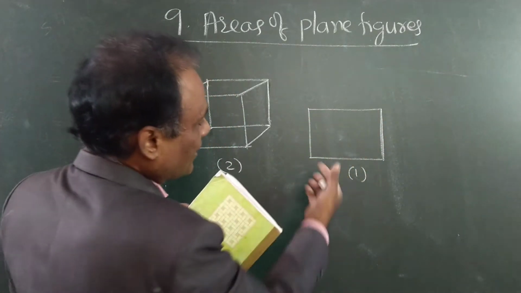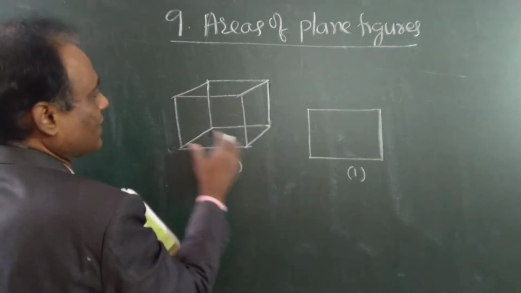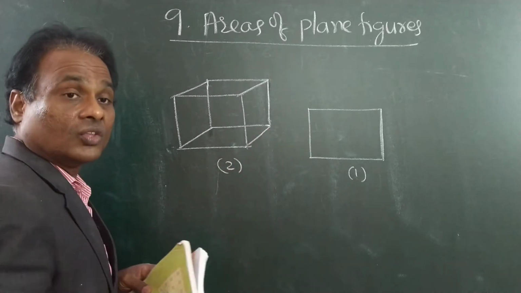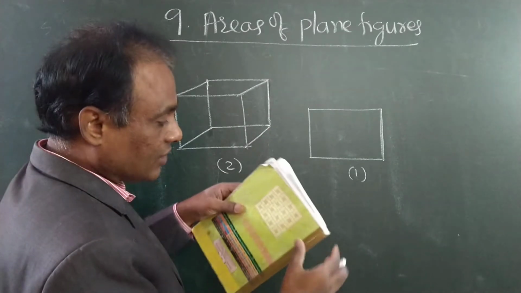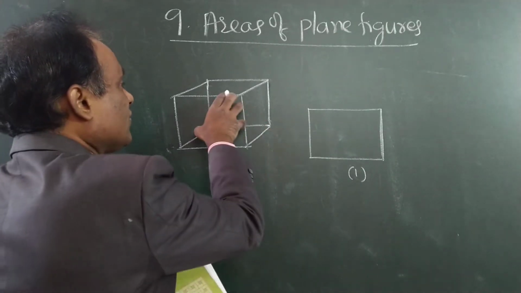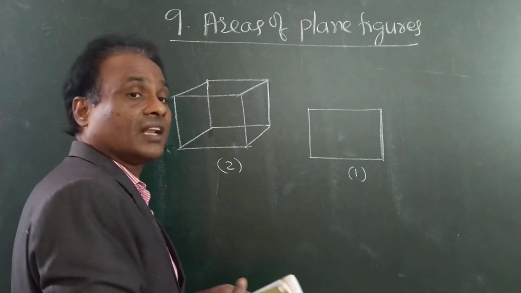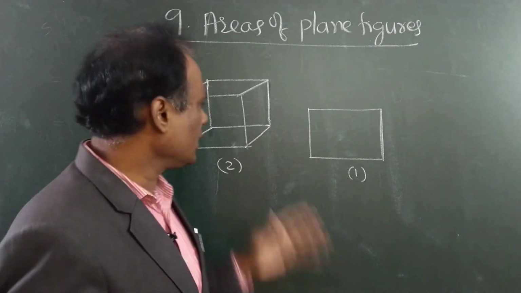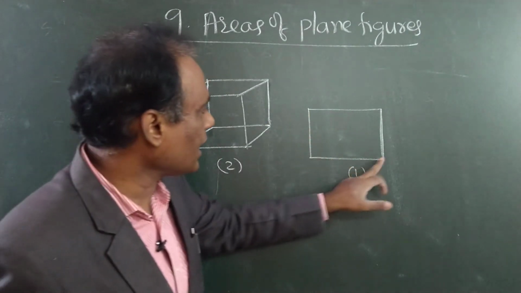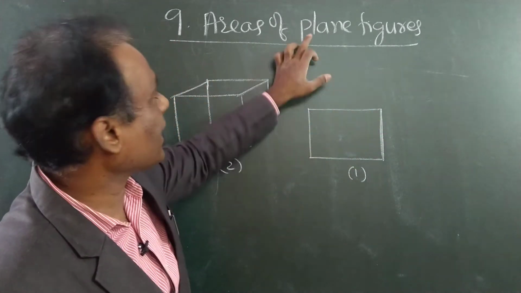There is no thickness for this diagram. But whereas this diagram has length, breadth and thickness. So whenever there is thickness, that is a volume type of figure, this is a 3D figure. You will study about this later. So this type of figures only have 2 dimensions. These are called plane figures.